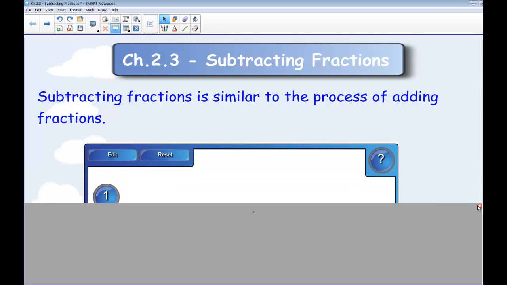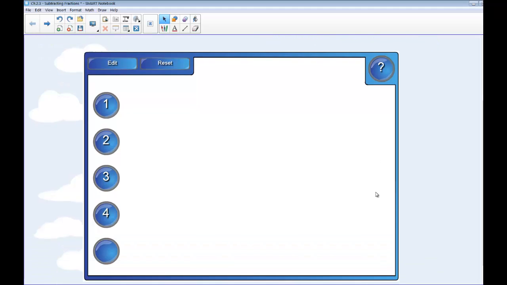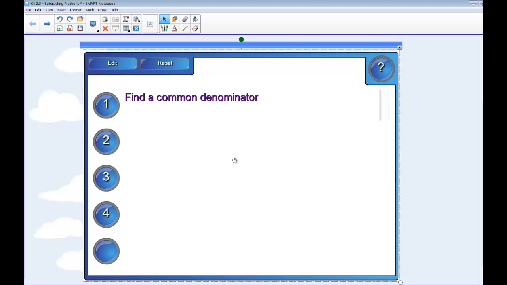So here are some ideas to help you remember how to add, and in this case, subtract fractions. We always want to start off by finding ourselves a common denominator. In fact, we want to find a lowest common denominator if possible. It's not necessary, but it's usually more helpful, simply because the numbers will be smaller to work with.